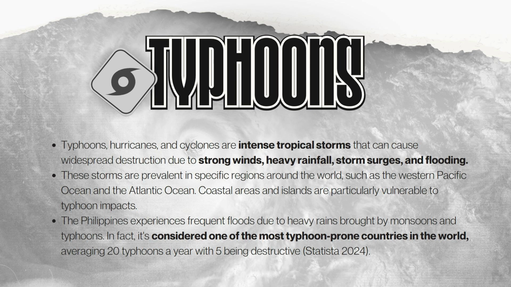These storms are prevalent in specific regions around the world, such as the Western Pacific Ocean as well as the Atlantic Ocean. Coastal areas and islands are particularly known to be vulnerable to typhoon impacts. Our country, the Philippines, experiences frequent floods due to heavy rains brought by monsoons and said typhoons. In fact, it's considered one of the most typhoon-prone countries in the world, averaging 20 typhoons a year, with 5 being destructive according to Statista 2024.